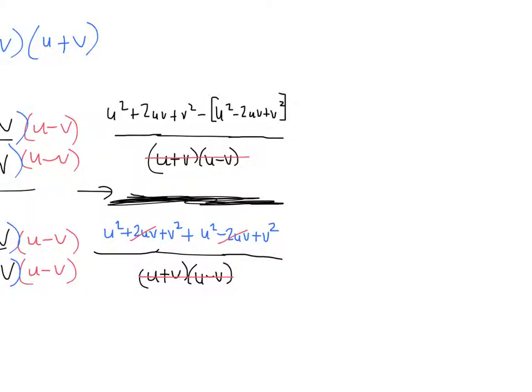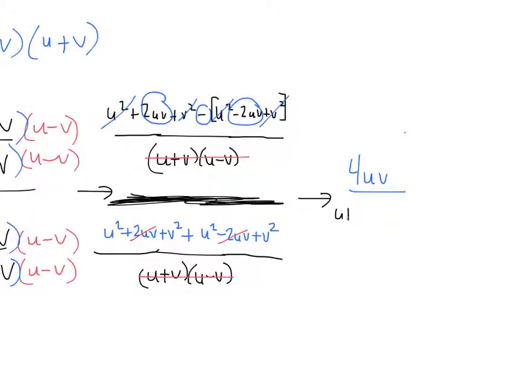Now, notice I canceled these, but let's say hypothetically I didn't cancel them, I would end up simplifying this numerator up here first. In simplifying this, u squared, negative u squared. V squared, negative v squared. Then I have 2uv minus negative 2uv, which is a positive 4uv. Actually, let me take this and move it down first. 4uv.